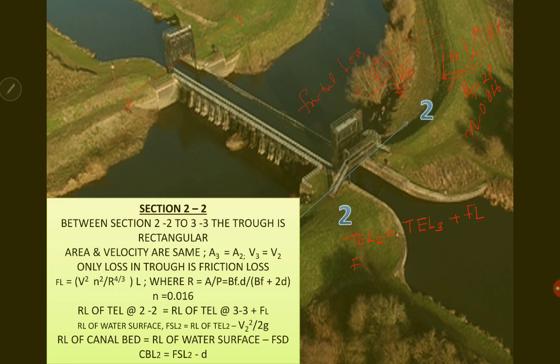What is the FSL at 2? FSL at 2 is equal to TEL at 2 minus kinetic energy loss, that is V2 square by 2g. What is this V2? V2 is same as V3. So you can just substitute the value that we found in the earlier step and find V2 square by 2g. What is the canal bed level at 2? That is equal to FSL at 2 minus D. Okay, so we found the 3 levels at 2 also.